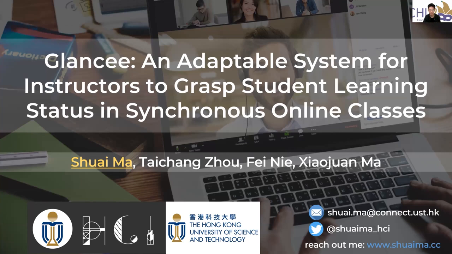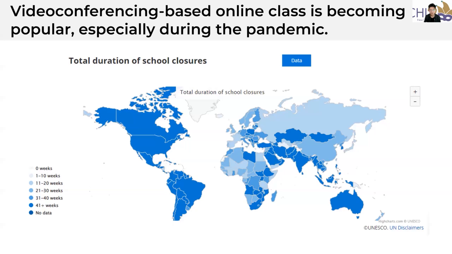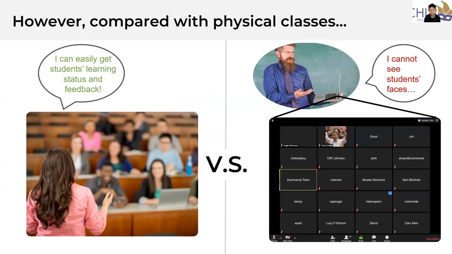I will present our work, Glancee, an adaptable system for instructors to grasp student learning status in synchronous online classes. In recent years, especially during the pandemic, video conferencing-based synchronous online classes have become a widespread education model in the world.